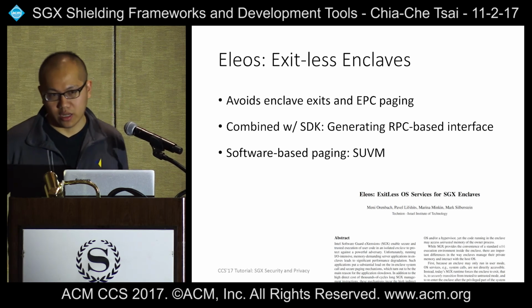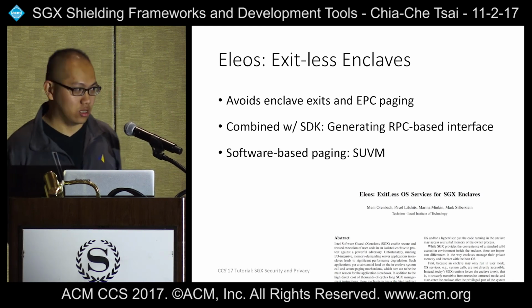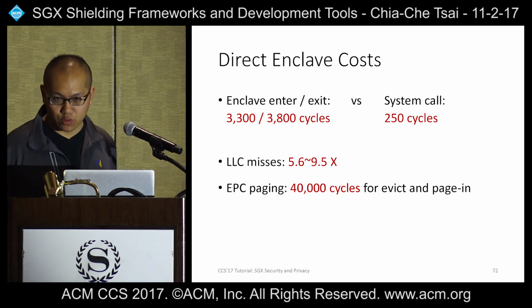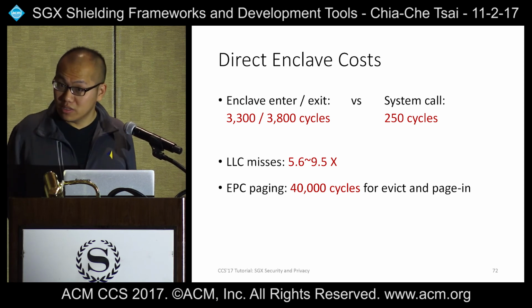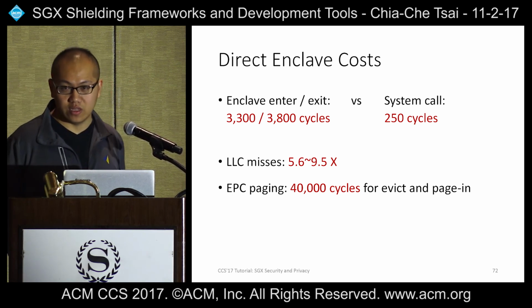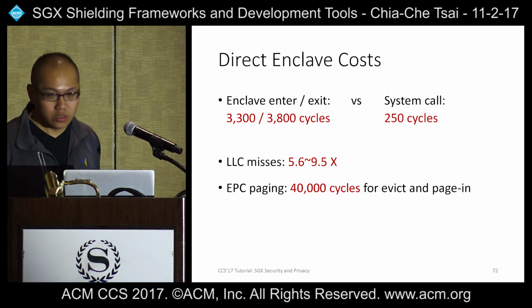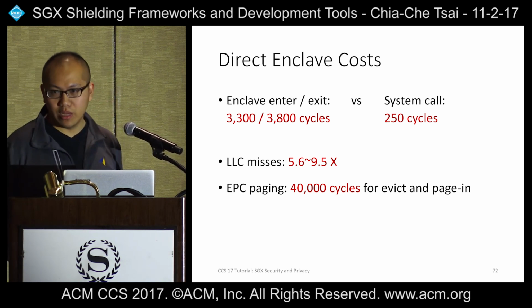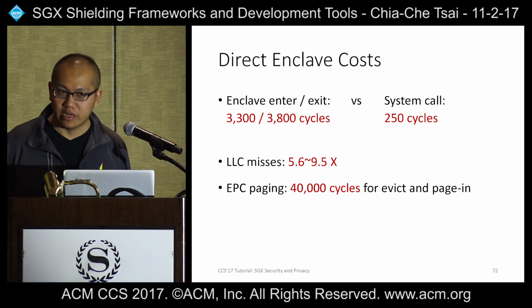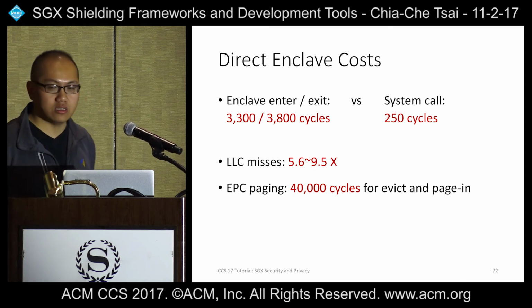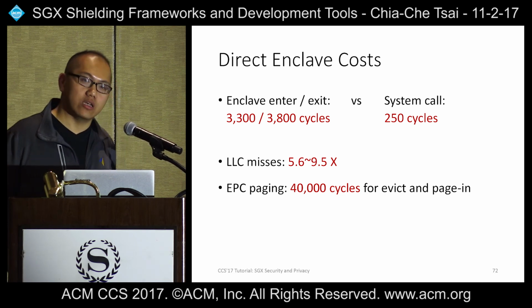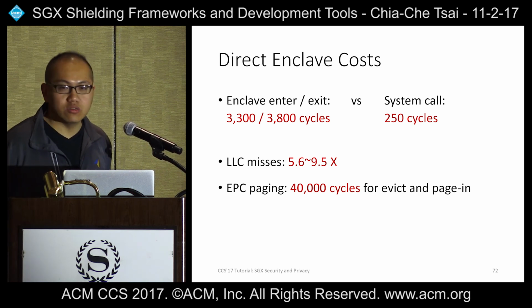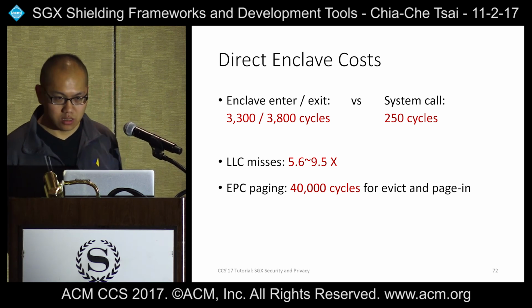So think about what kind of costs an enclave could have when you are running applications in it. First, you have enclave entering and exit costs, each around 3,000 to 4,000 cycles, which is a lot more expensive than one system call, because one system call is just around 250 cycles. That's the first overhead you run into. The second overhead is last level cache misses. As we said earlier, if you miss something in the last level cache, you have to go to the main memory and access one of the EPC pages. And accessing these EPC pages requires decrypting them on the way back to the last level cache, which introduces around 5 to 10 times overhead to memory access.